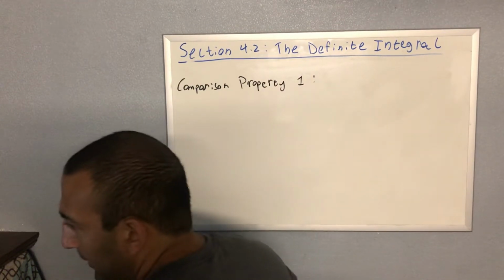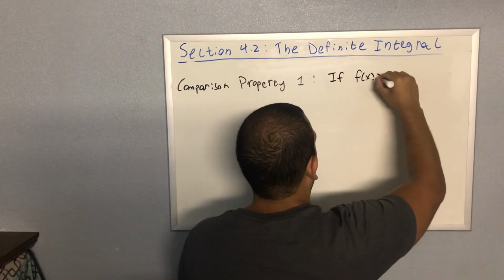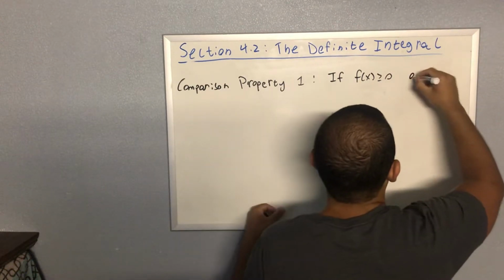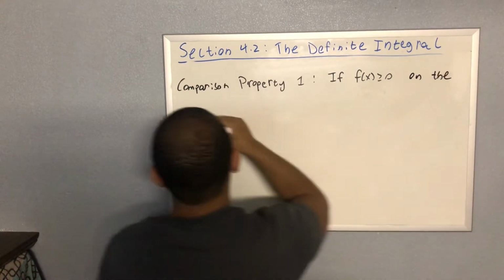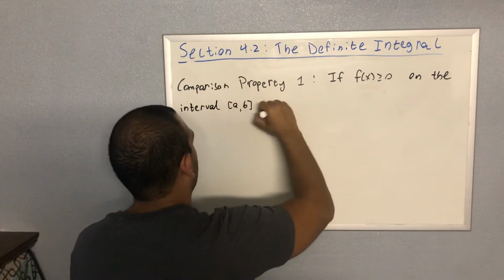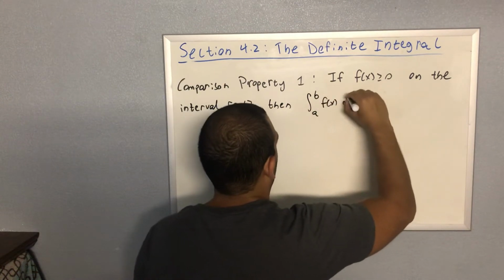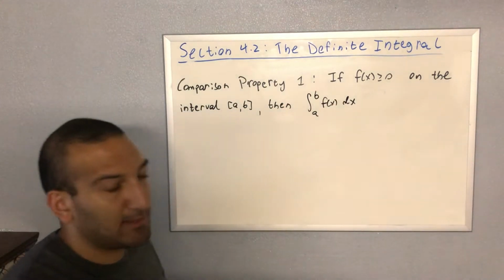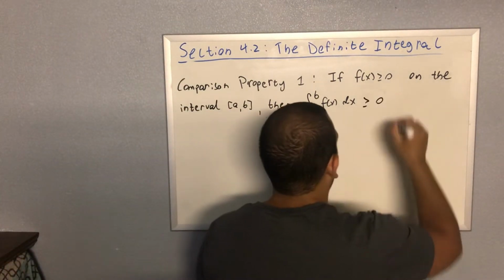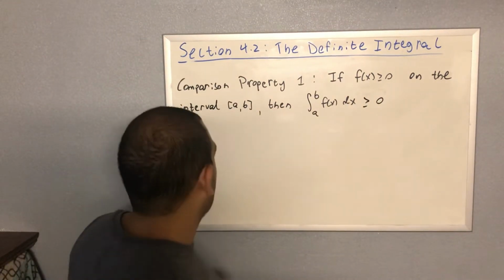I'll restart the numbering. So this says if the outputs of your function are always positive or 0 on the interval AB, then your area, right? If your function never goes below the x-axis, if it's never negative, what should your area be? Well, it should definitely always be either 0 or some positive number. So that's the first comparison property.